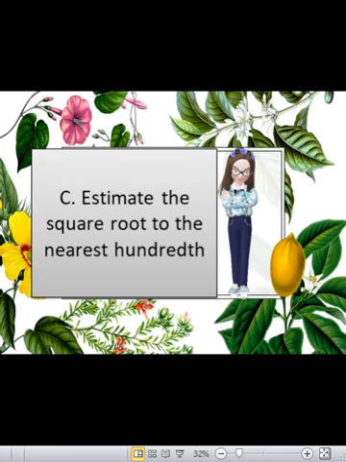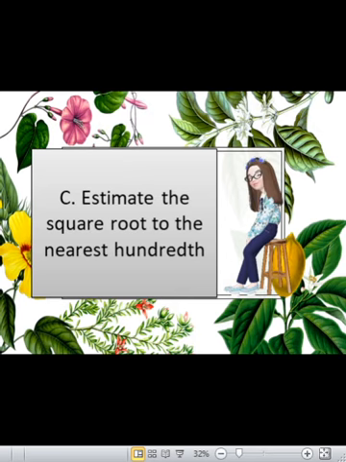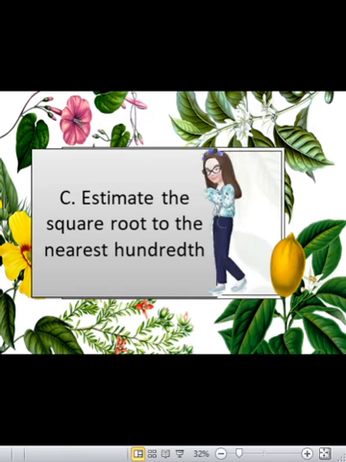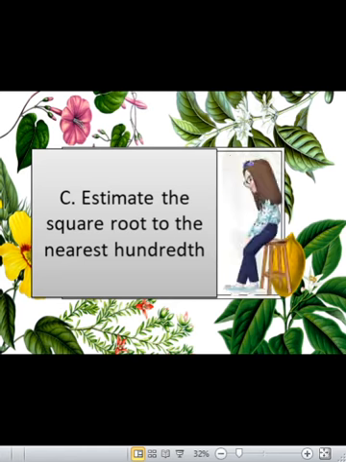Next, task 2C. Again, it is on the module, page 27. Estimate the square root to the nearest hundredth. This is on the last example that I showed you.